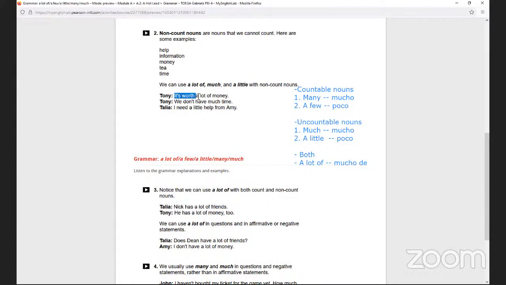It's worth a lot of money. So, talking about big amounts. We don't have much time. I need a little help from Amy. So help and time, we can't count. That's why we use much or a little, okay?